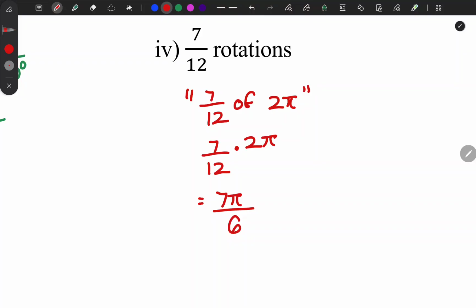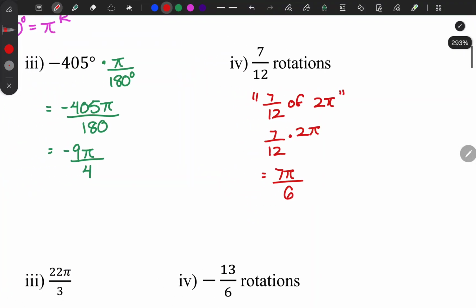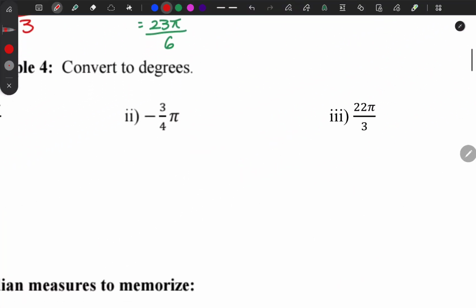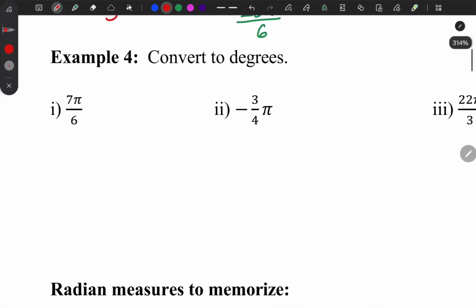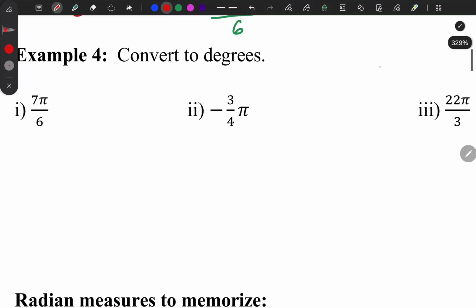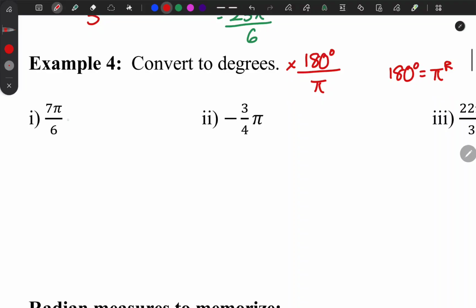Great. Now let's look at some going in the other direction. So let's start with an angle in radians, and let's practice converting to degrees. So we can use the same idea, 180 degrees is equal to pi in radians. But if we're starting with radians, we would like to end with degrees. Whatever unit we want to end with is what goes on top of our conversion factor. So we multiply by 180 degrees over pi. And then we can just simply multiply for each of these.